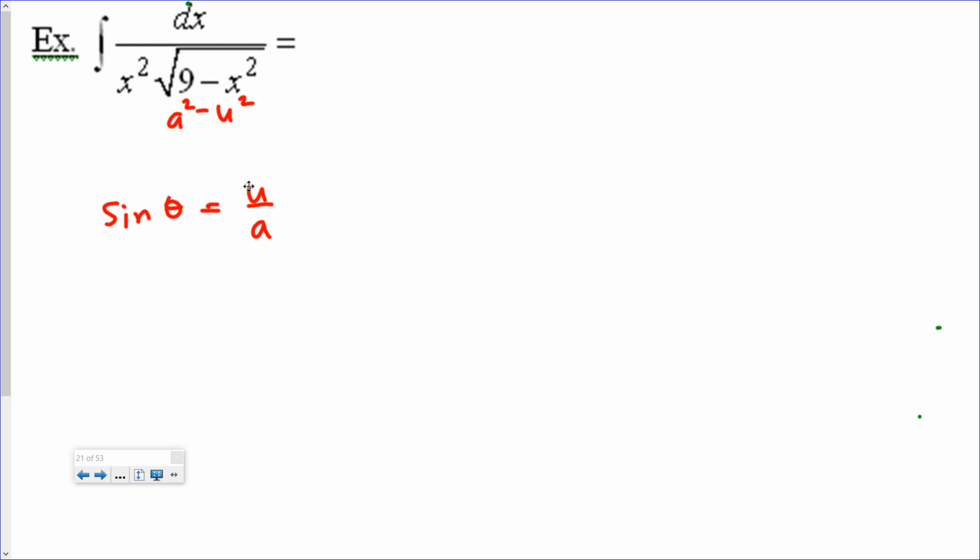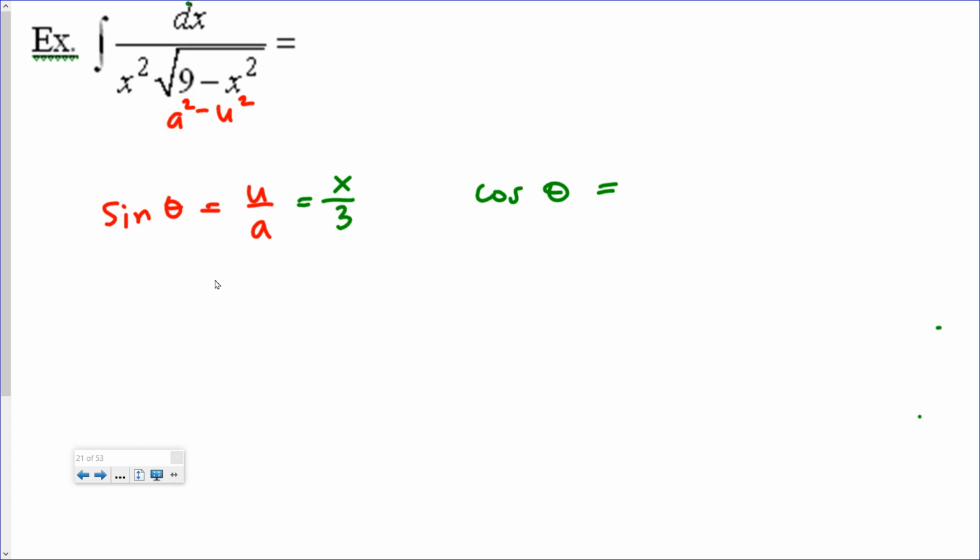When you decide it's a tangent theta, you'll say tangent theta is equal to u over a. Students who recognize it's a sine theta and don't write u over a are pretty much stuck for the rest of the problem. So you need to know sine theta equals u over a. Well, what's u over a? My u squared is x squared, so u is x, and my a squared is 9, so a must be 3. When you have a sine theta, you also have a cosine theta.